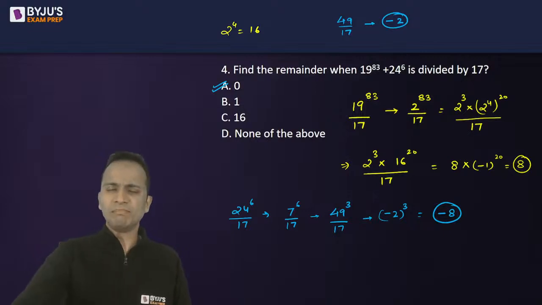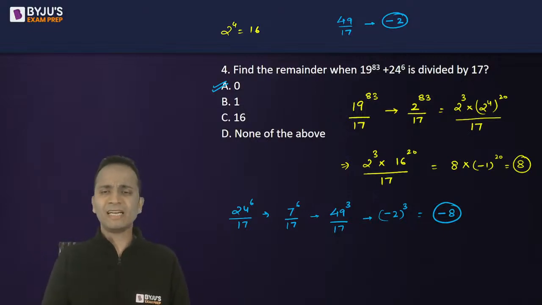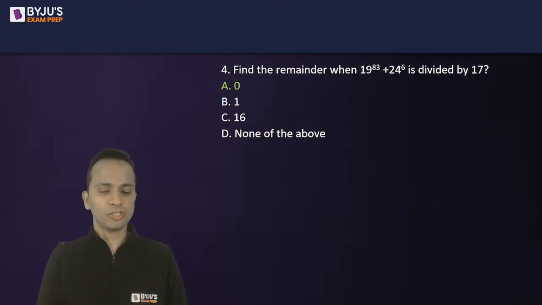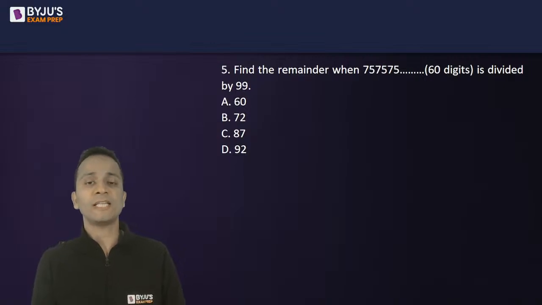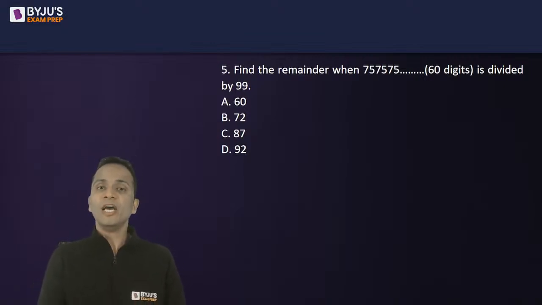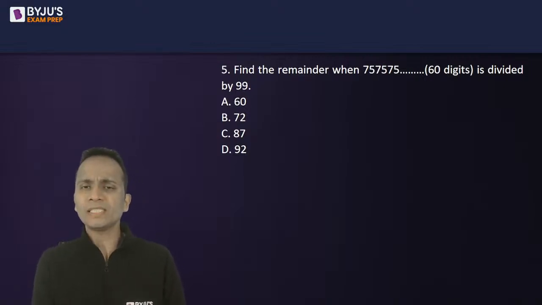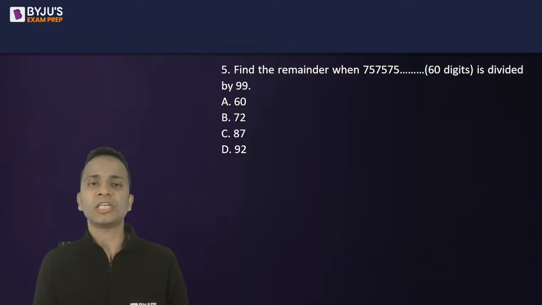Okay? It was simple. If you have done a little practice of remainder theorems, then you'll be easily able to do this question. So the answer is option A, 0. Let's move on and look at the next question from remainders. Find the remainder when 757575 is written one after the other to make a 60-digit number. When this number is divided by 99, what will be the remainder?